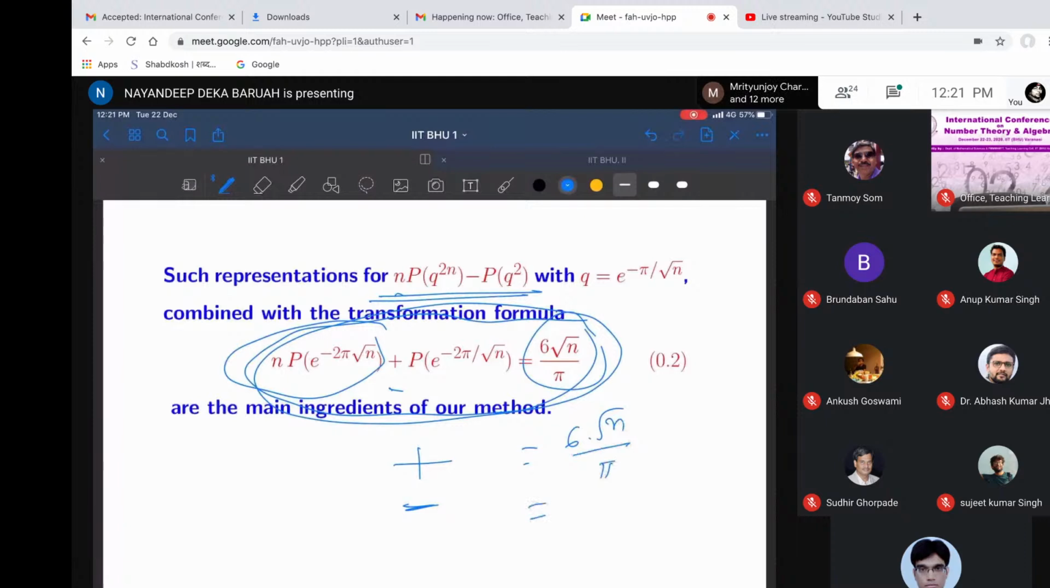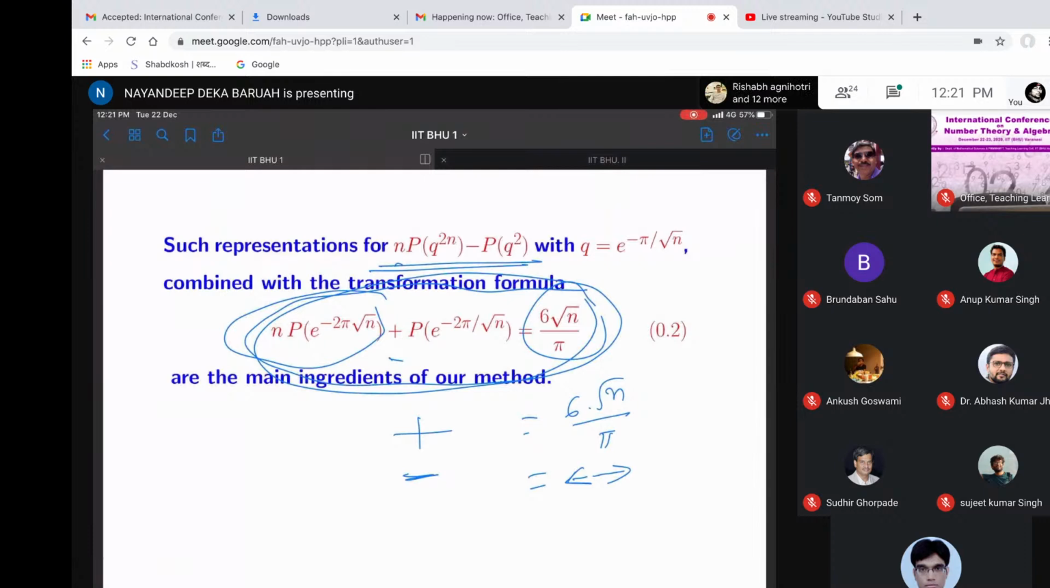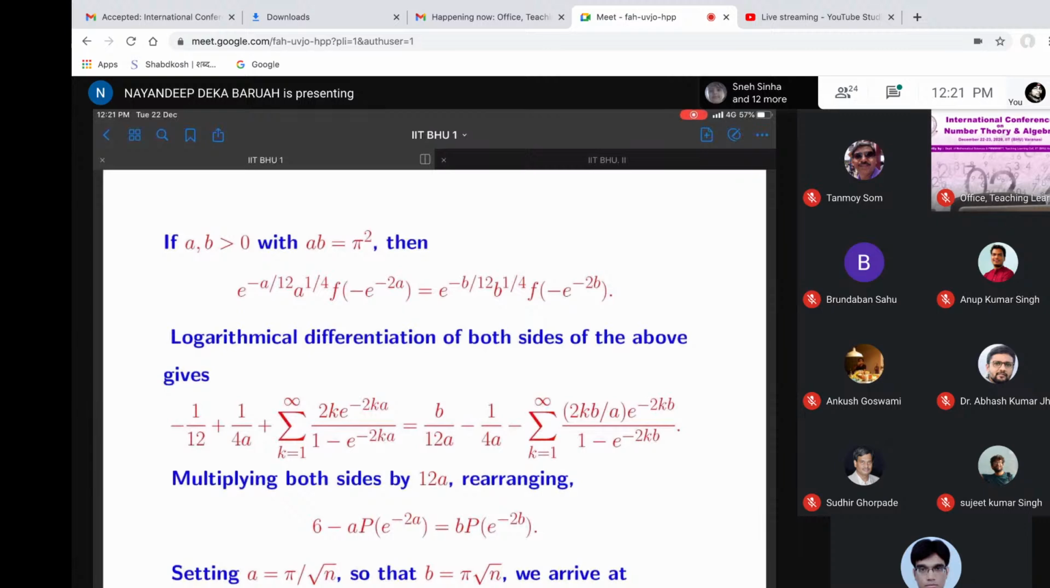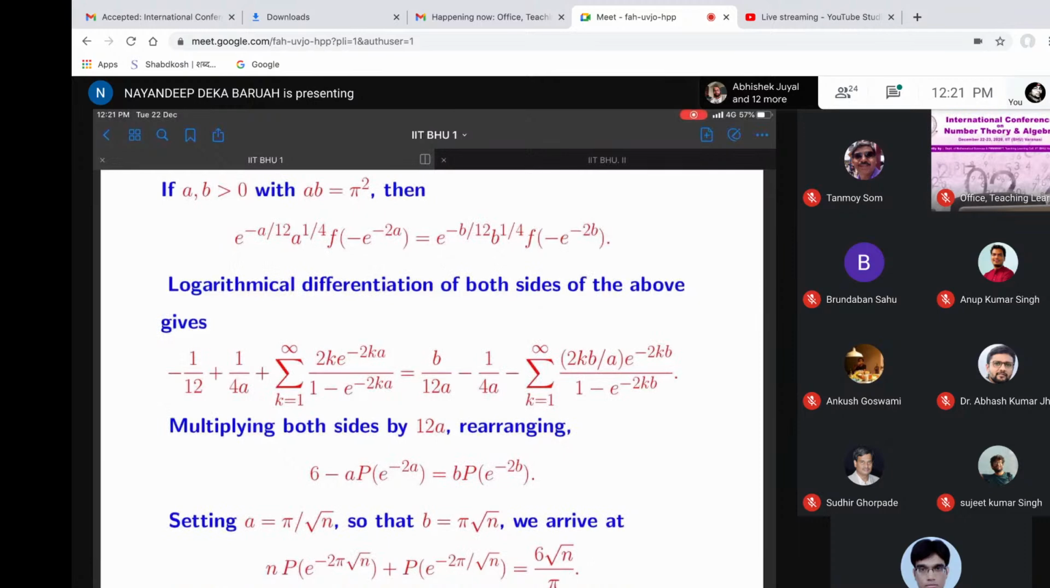Okay, so if we equate, then I will get series. And when you choose n, this root n corresponds to class invariants and singular moduli. So if we know the singular moduli, one can calculate infinitely many series for 1 over pi. And that was the method. And one can easily derive the transformation formula for Eisenstein series.